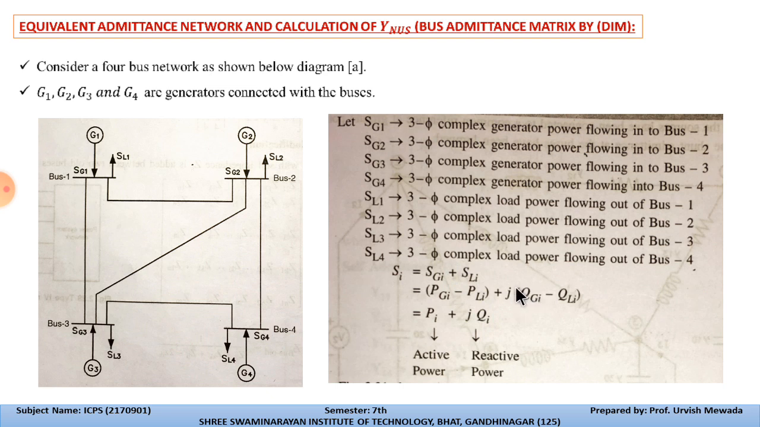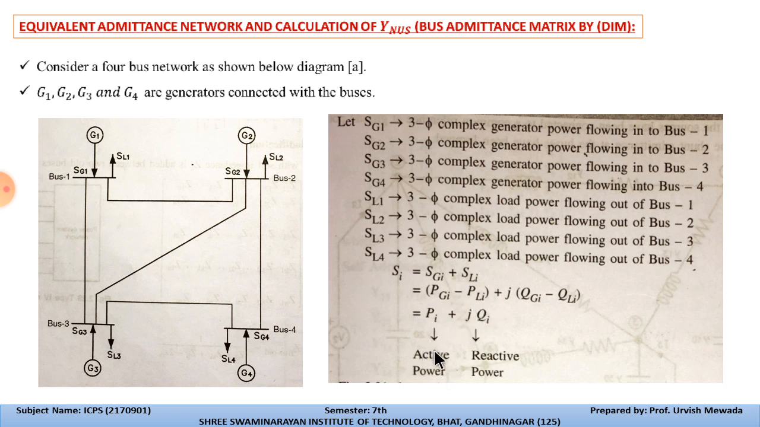This is the reactive power. For S_Gi we can write P_Gi plus jQ_Gi, because it is an apparent power, but here we put together all the active and reactive powers. So that's why P_Gi minus P_Li, because this is the generating station and this is the load. So P_Gi minus P_Li is the actual apparent power, and this is the Q_Gi minus Q_Li. Therefore S_i is equal to P_i plus jQ_i for the ith bus.